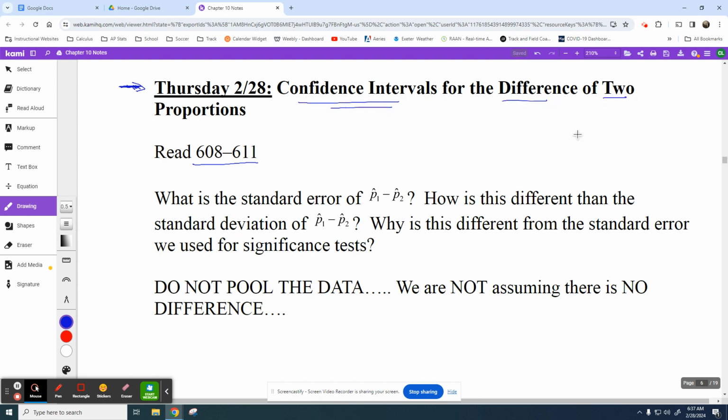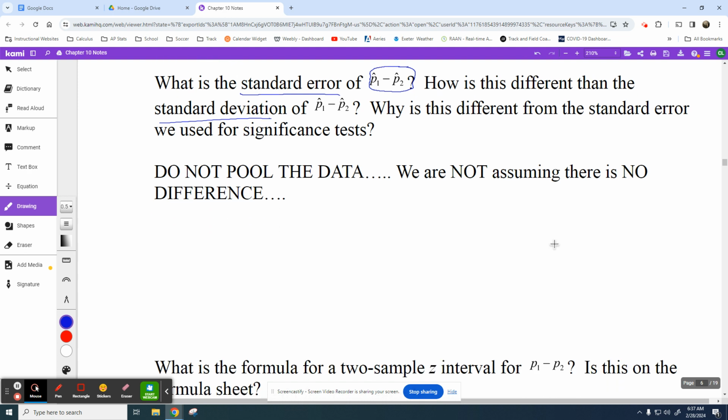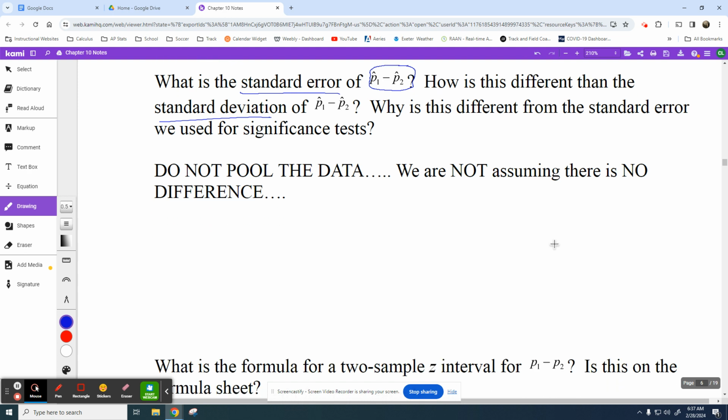Difference of two proportions. So we're still dealing with p hat 1 minus p hat 2. The difference is that the standard error and the standard deviation look a little different. Remember, the standard deviation is the population, the standard error comes from the sample. But why is it different than the significance test? In the significance test, we pooled the data. So here we are not going to combine.